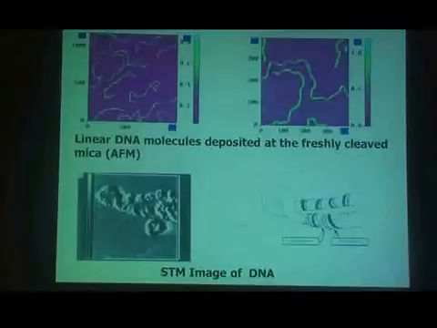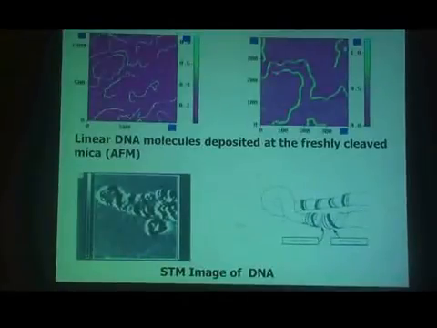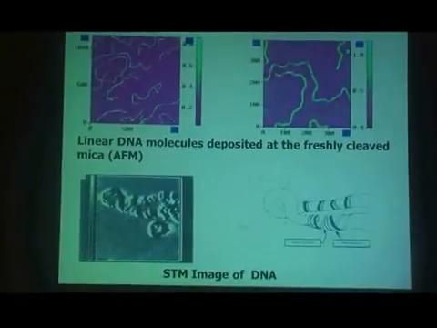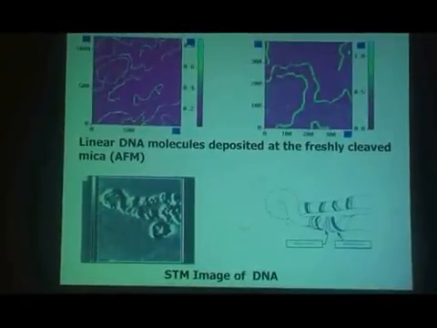With that development, all new AFMs use this laser technology and position sensitive detector, and now it is very easy. You have two screws which you can move to align the laser, and then you can use it. And you can use it for imaging different materials, even DNA.